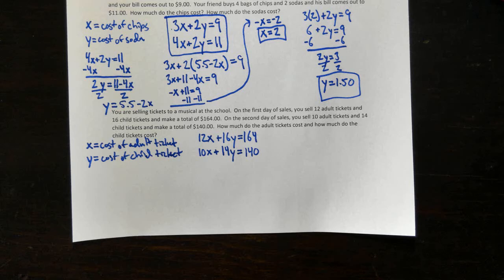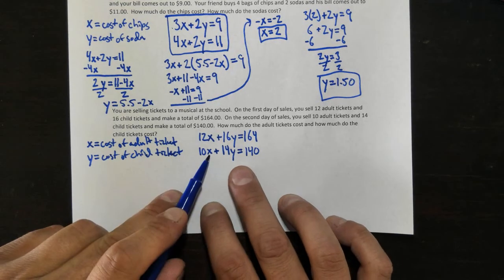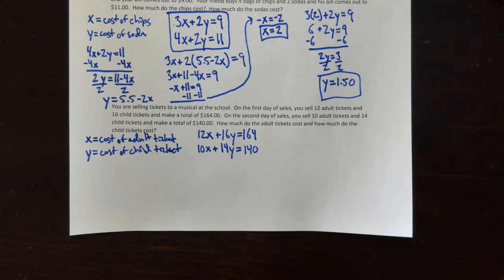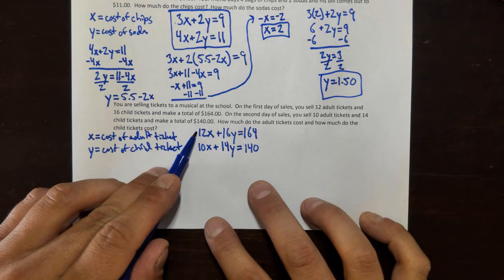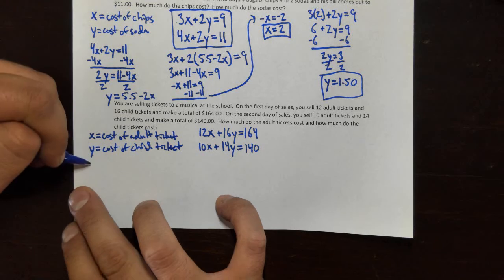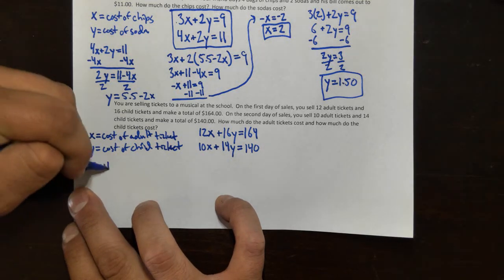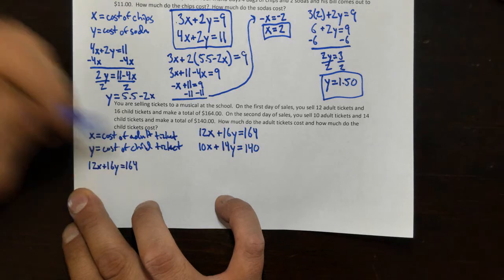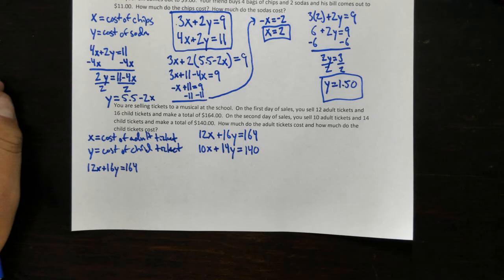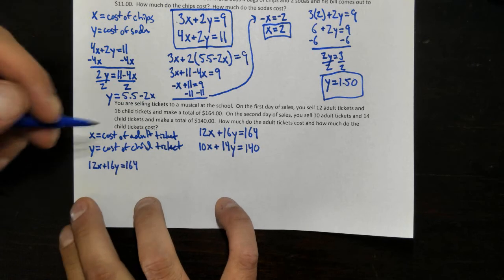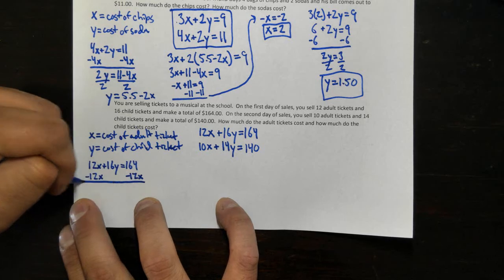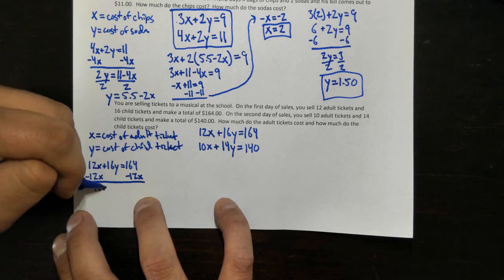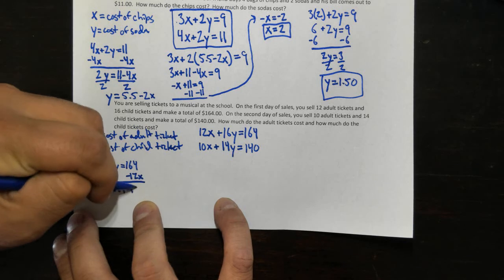So now that we have our variables defined and our equations set up, we just need to solve for one variable and plug it into the other equation. This time, let's just use the first one. We haven't done that yet. So I'm going to take the first equation and I'm going to solve for y. So I'm going to subtract 12x from both sides, and I could have just as easily solved for x as well. 16y equals 164 minus 12x.